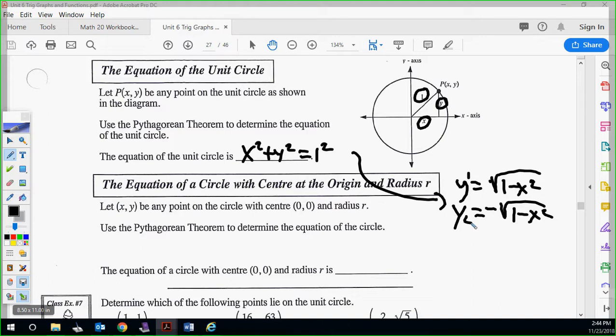But anyway, for the equation of the circle with the center at the origin, use the Pythagorean theorem, with radius r. So it just wants you to plug in r there for 1. And so this is the equation for all circles with center at the origin: x squared plus y squared equals r squared.